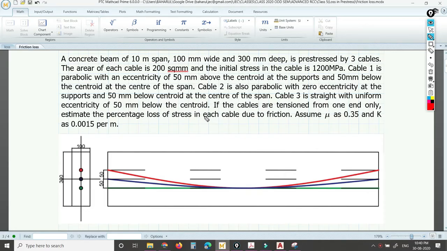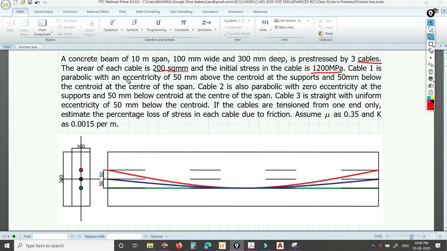Hello everyone. Today we are going to discuss losses in prestressed concrete due to friction. So the problem that we have considered is a concrete beam of 10 meter span having a 100 mm width and 300 mm depth, prestressed by 3 cables. The area of each cable is 200 mm square and the initial stress in the cable is given as 1200 MPa.